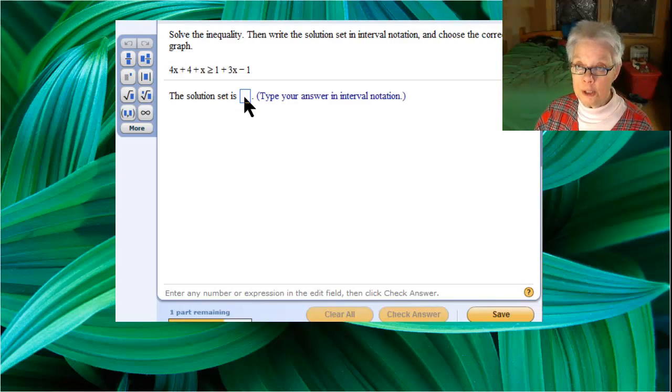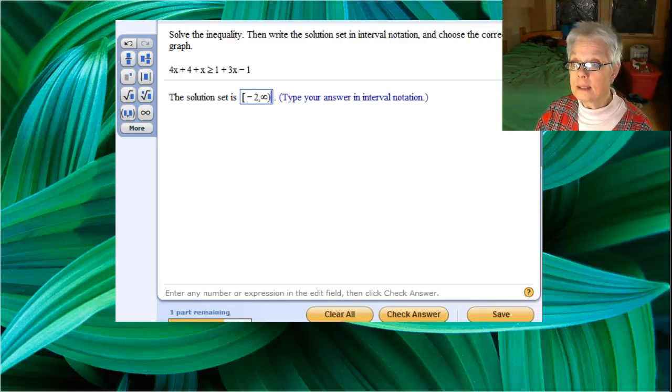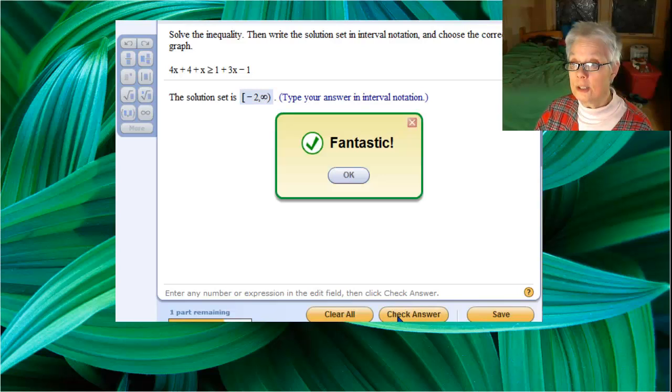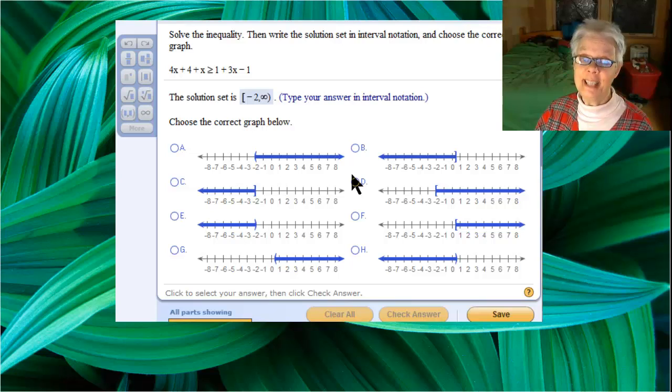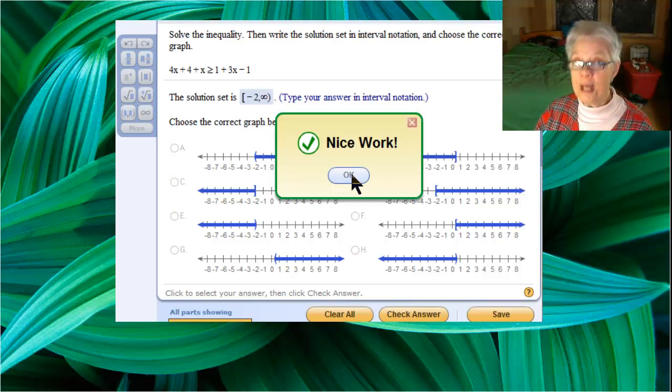All right, we're going to put our interval notation in the answer box. Bracket negative 2, comma, infinity is in the toolbox, and then parenthesis. Check answer. Fantastic. Now we have to choose a graph. Look at all of them, but you'll notice that D is the only one that has a bracket at negative 2 and then an arrow extending to the right forever. Yep, that's the one.